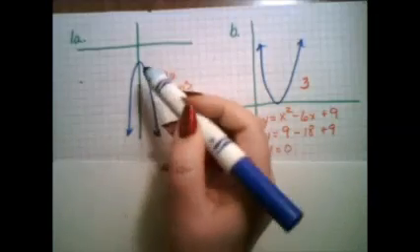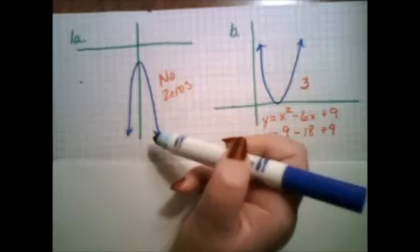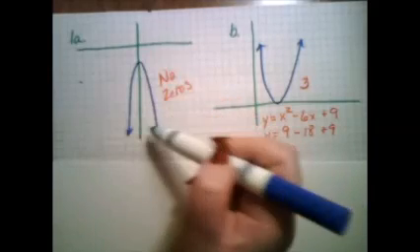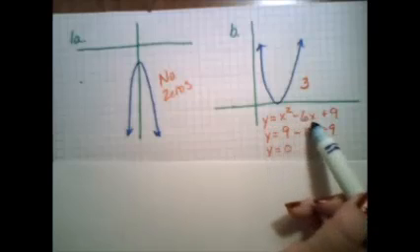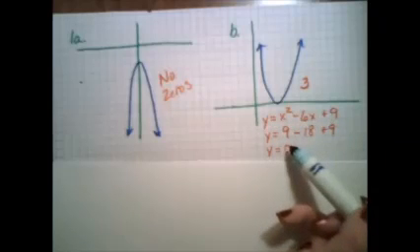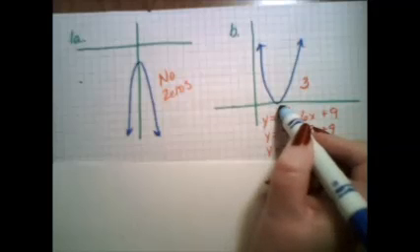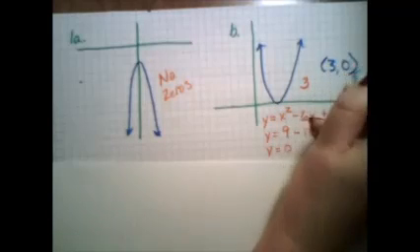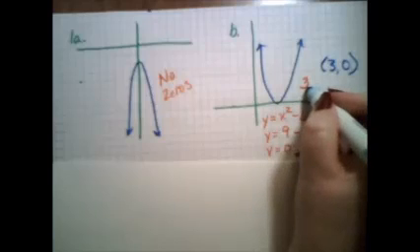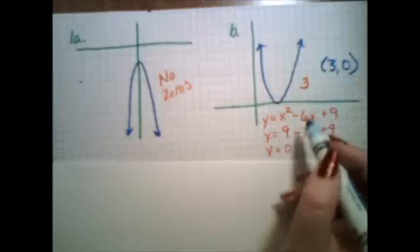So with problem 1a, this is a parabola that opens down because a is negative, and so it has no zeros. This problem, y equals x squared minus 6x plus 9. So this graph crosses the x-axis at (3, 0). So it looks like 3 is our answer, and we want to check our answer to make sure it's not 2.9 or 3.15 or something like that.